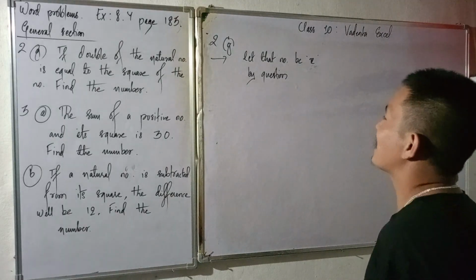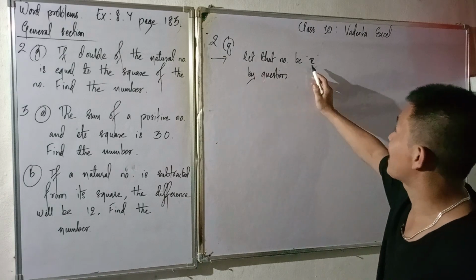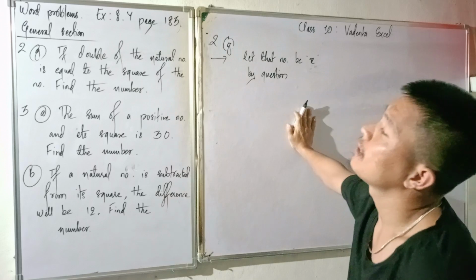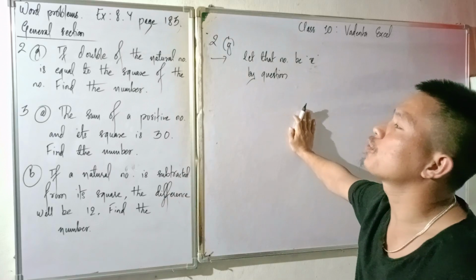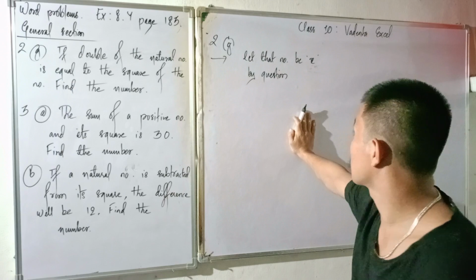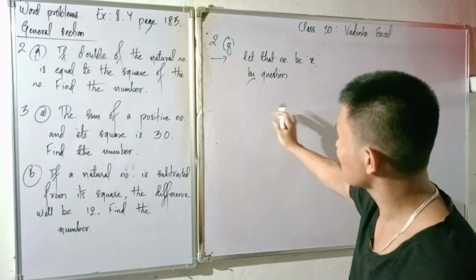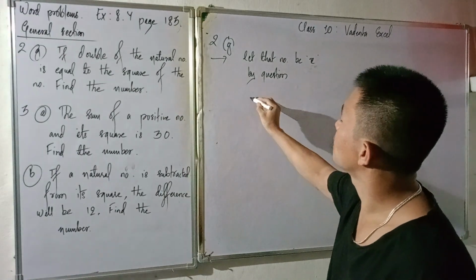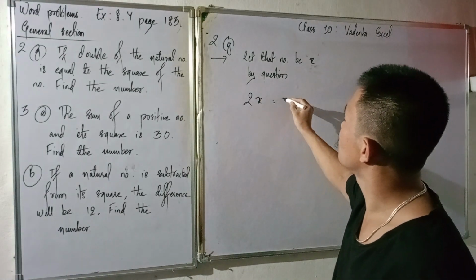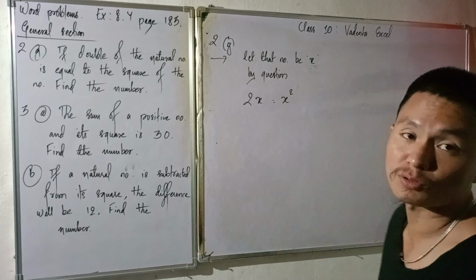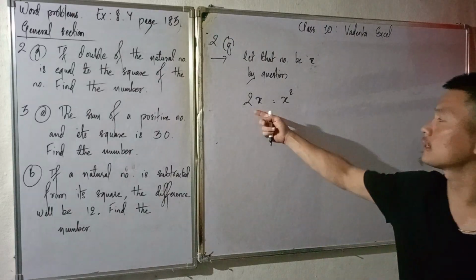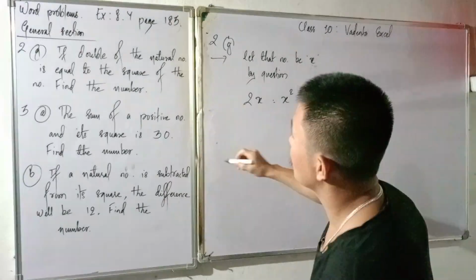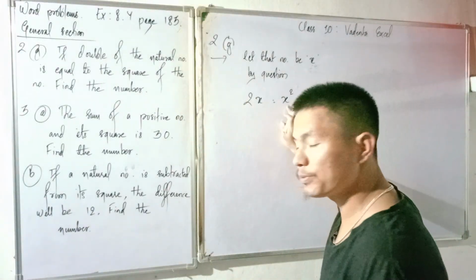If double of the natural number, I have considered that natural number as the variable x. So if double of the natural number is equal to the square of the number, by equation, this is the natural number which we have considered, and the double of the natural number is equal to the square of this natural number. This is the condition given. Now from there we have to find the value of x. This x represents the natural number.